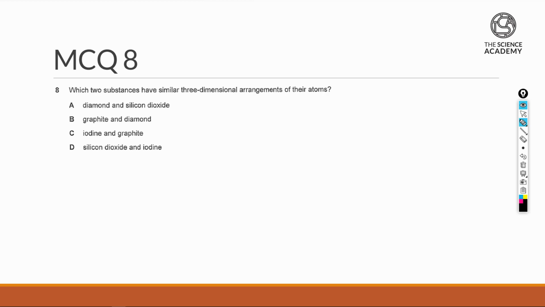MCQ 8 is a relationship towards a chapter of chemical bonding, whereby we are looking, in this case of the question, similar three-dimensional arrangement of their atoms. Alright, so the items that were listed out here include diamond. We have silicon dioxide, which is very much, in layman terms, known as the structure of sand. We do have our graphite.